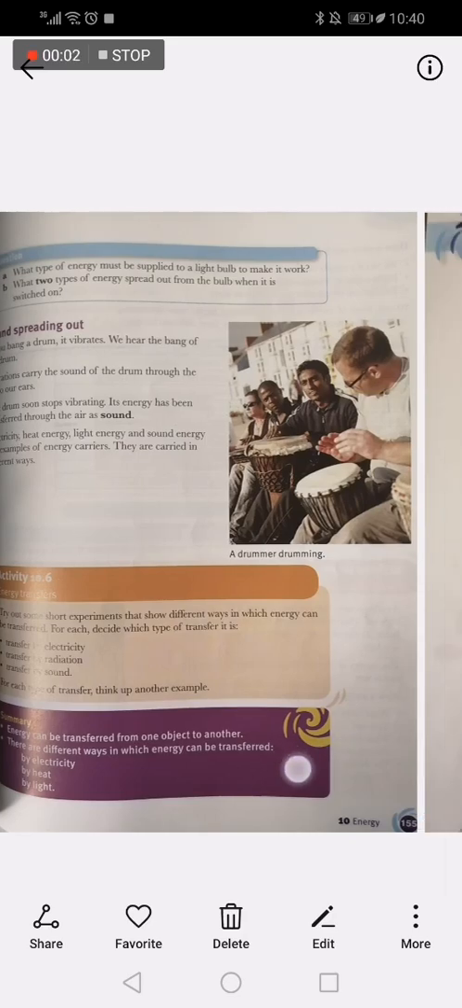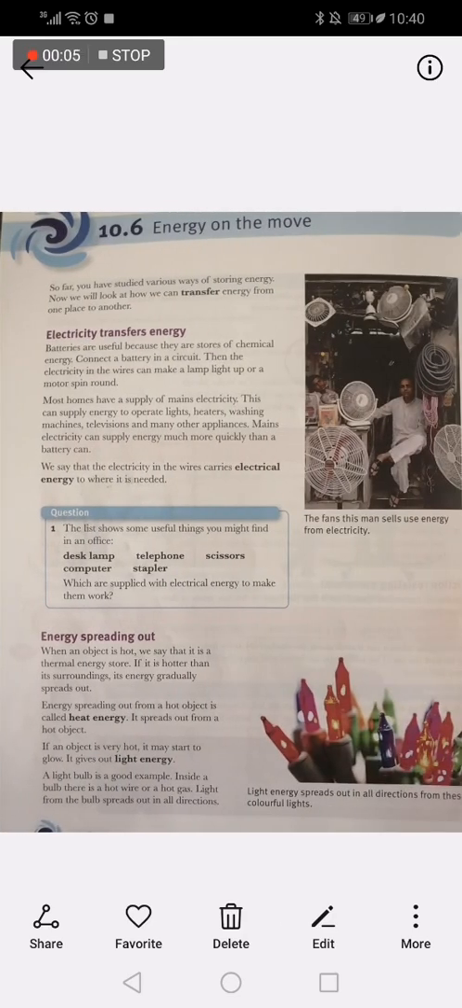Good morning, grade 6. So today we're just going to go over the last two lessons we took, which are energy on the move and energy changing form. Here we can see that electricity transfers energy, and transfer means moves from one place to another and changes from one form to another.